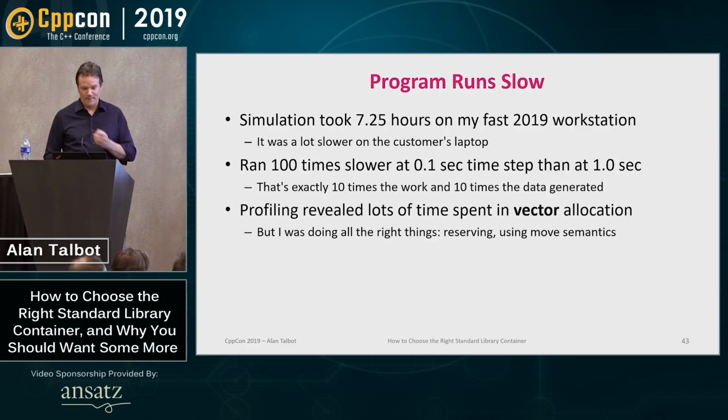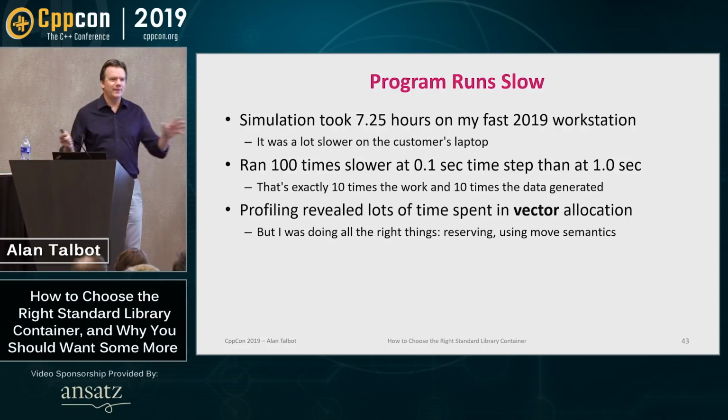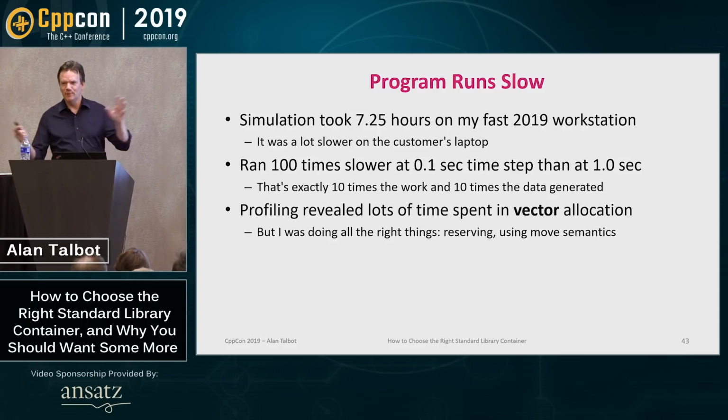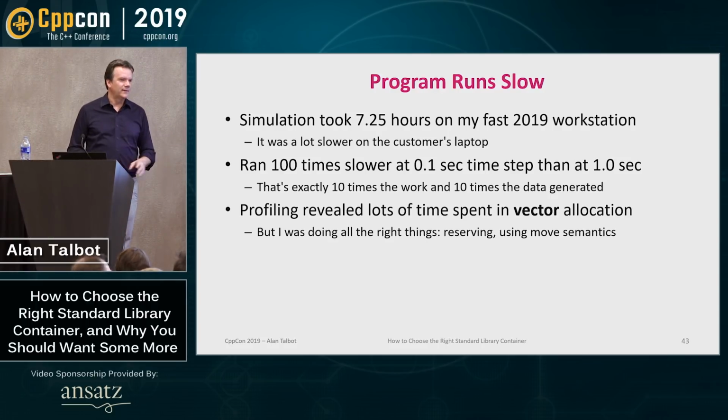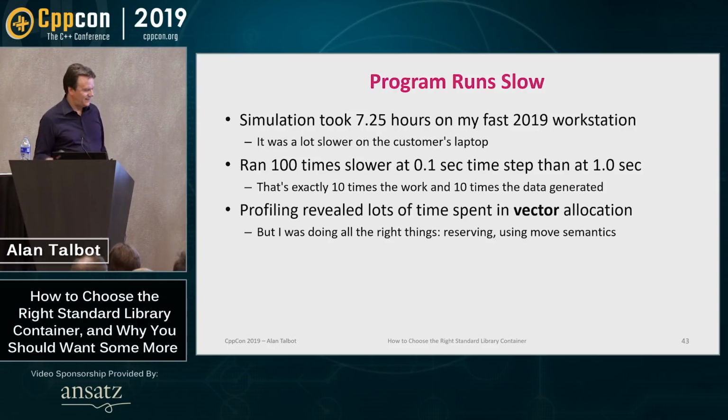So I profiled it. Well, how about that? It was spending all kinds of time in vector allocation, but I'm doing all the right things. I'm reserving, I'm using move semantics, right? Return value optimization, right? So why, and it always worked. Why is it suddenly not working?